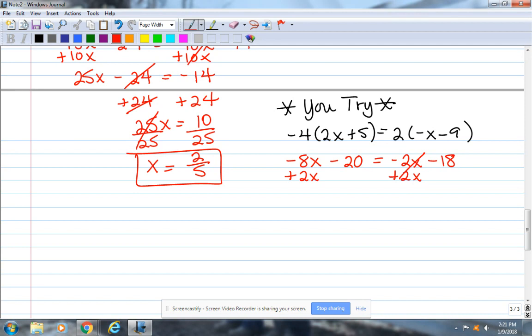Cool? So I'm doing it this way, and I'm getting negative 6x minus 20 equals negative 18, and then I'm adding 20 to both sides, and I'm getting negative 6x equals 2, and I'm dividing by negative 6, and I'm getting x equals what? Negative 1/3. Raise your hand if you got something that's simplified to negative 1/3. Any questions?